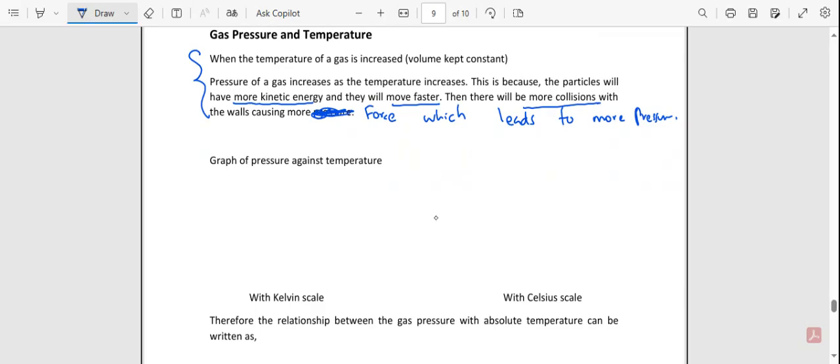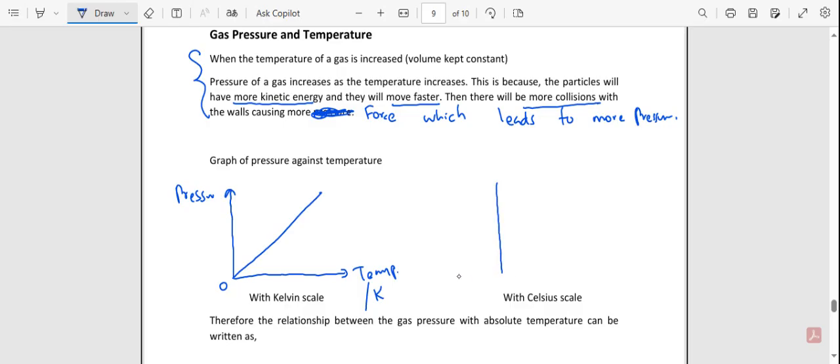So if you draw the graph between the temperature in Kelvin and the gas pressure, how are they changing? The graph will be a straight line starting from zero, like this. But if you draw the graph of variation with the Celsius temperature, the graph is starting from there, right? We know this is starting from behind.